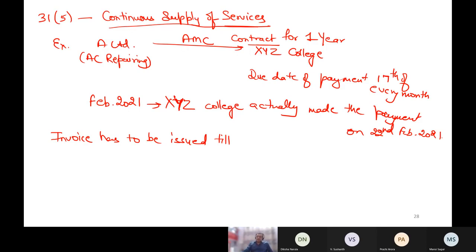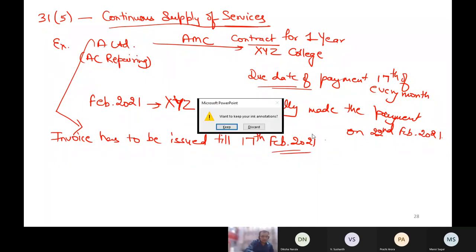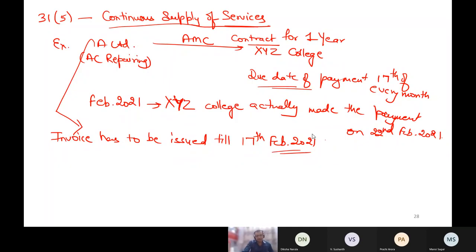The last date is 17th Feb 2021. It does not matter when you actually made the payment. In case the due date is ascertainable from the contract, then the actual date doesn't matter. You have to issue the invoice. You means whom? The supplier has to issue the invoice by 17th Feb. This is one thing. Please raise your hand if you got this concept correct.